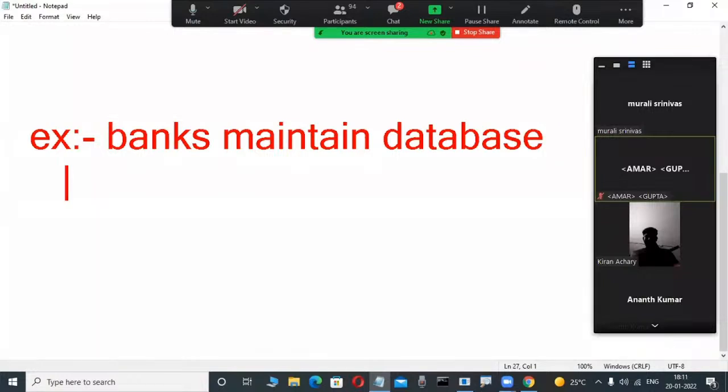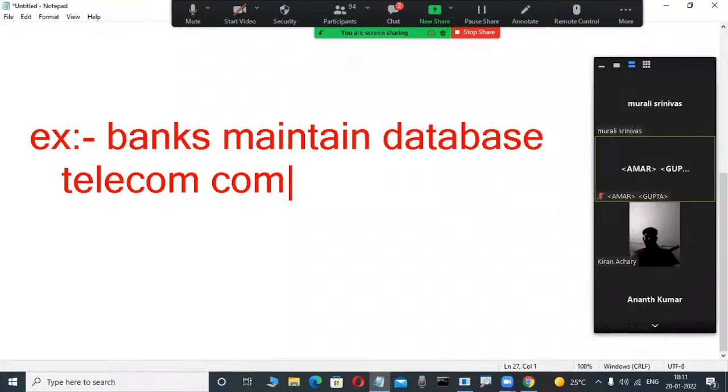Suppose telecom companies. There are many examples, just roughly, for easy understanding. Telecom companies maintain databases. Suppose you make a call to your friend or anything. Those call details will be stored in a database.